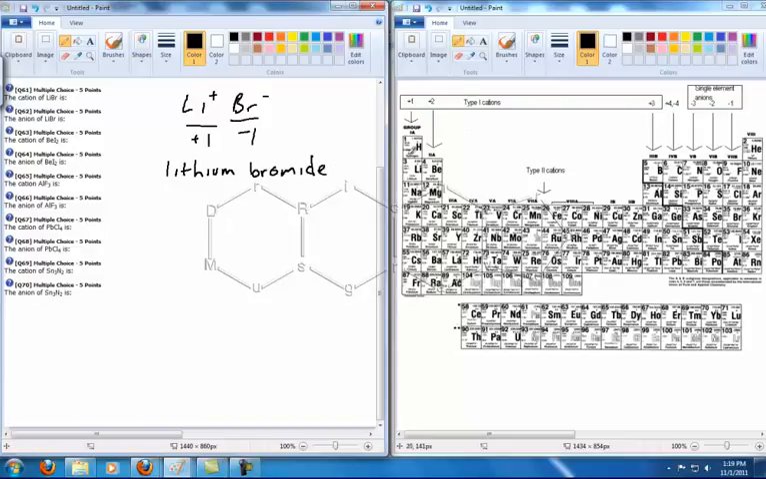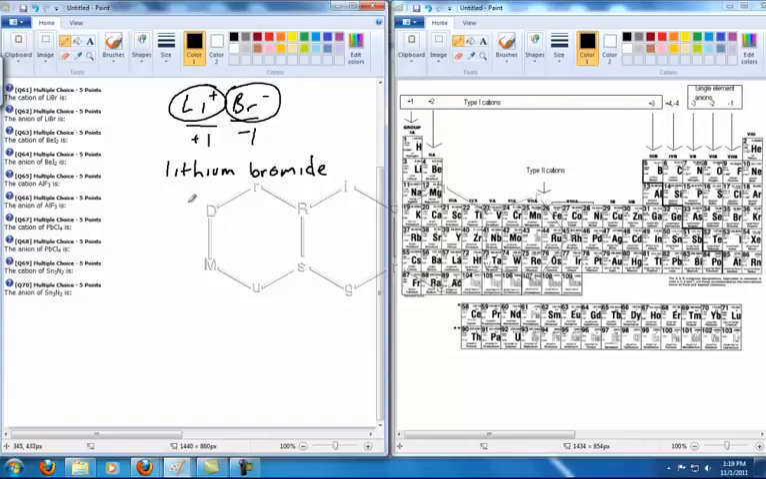Now we can go ahead and figure out whether it's a type 1 or a type 2 cation. We see that lithium is in group 1, does indeed have a +1 charge, so we don't need to put the charge in the name because lithium always has a +1 charge. So the cation and anion we form here are Li+ and Br-.